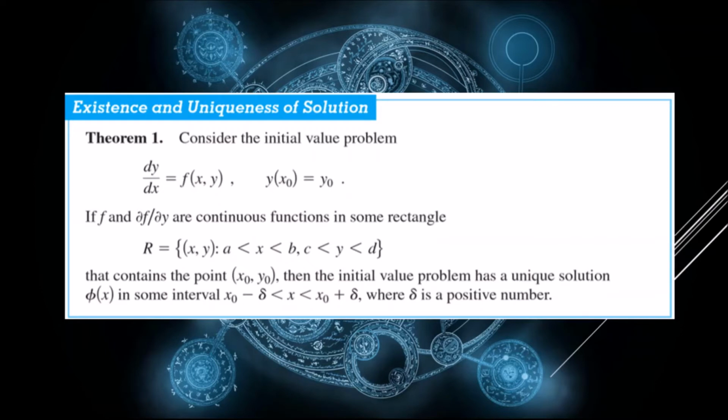Existence and uniqueness of solution. Theorem 1. Consider the initial value problem dy over dx is equal to the function of x and y, and y of x of 0 is equal to y of 0. If f and the partial derivative of f with respect to y are continuous functions in some rectangle that contains the point x of 0, y of 0, then the initial value problem has a unique solution, phi of x in some interval x of 0 minus delta up to x of 0 plus delta, where delta is a positive number.